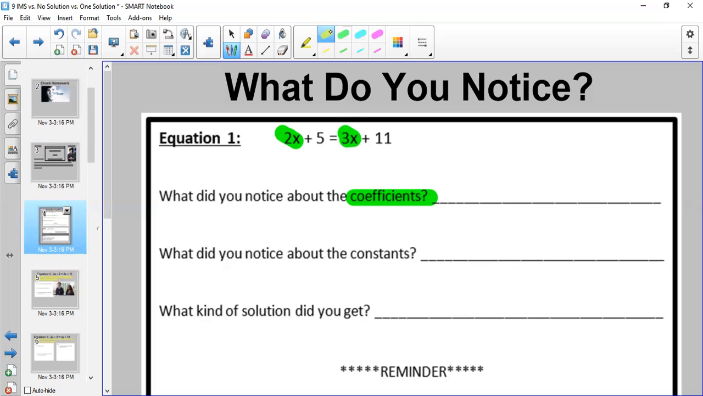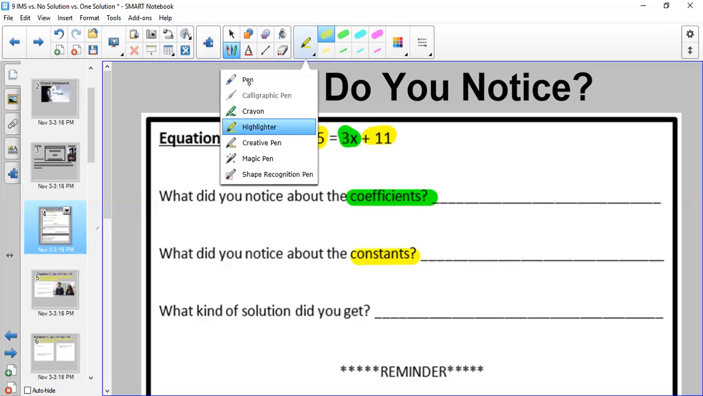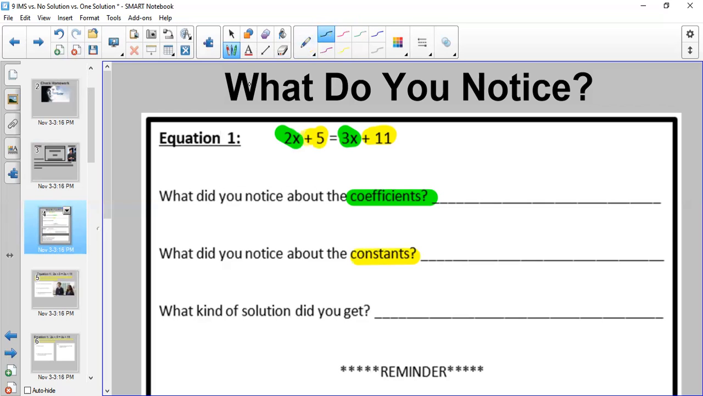I'm going to do the same thing for our constants, but I'm going to put them in a different color. And I'm going to include the plus in front of it since it's a positive 5. Same with the 11. I'm going to include that plus. All right, and we're going to say what we notice about these 2 different problems, or I guess the coefficients and the constants. So what I noticed about the coefficients, 2x and 3x, is that they are different.